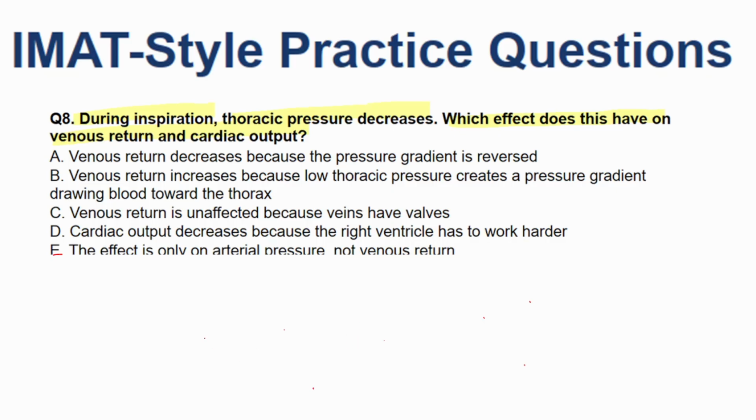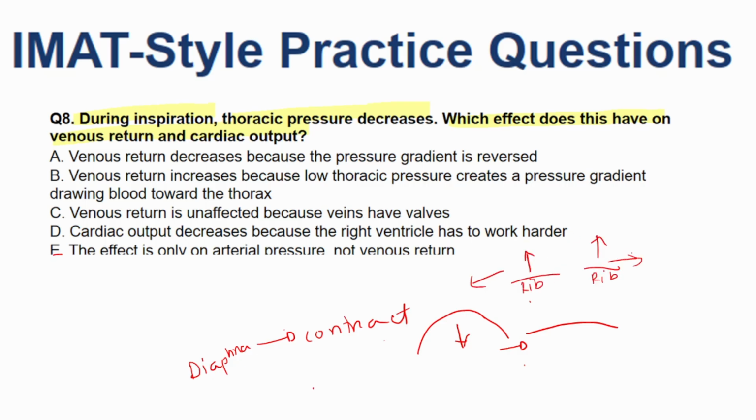When you inspire, or when you take a breath in, your diaphragm will contract and it flattens downward. That means, let's say if this is the normal position of the diaphragm, it will flatten out like this. At the same time, your external intercostal muscles lift the ribs upwards and outward. This expansion significantly increases the volume inside your chest or thoracic cavity. According to Boyle's law, as volume increases, pressure must drop, meaning the intrathoracic pressure becomes negative or subatmospheric.